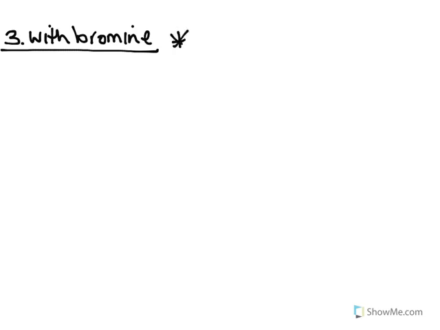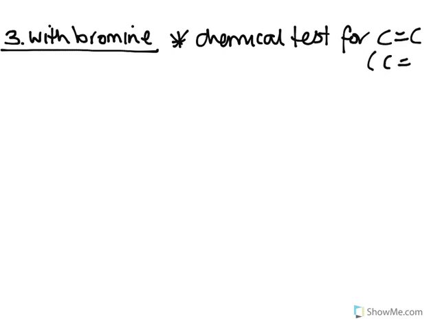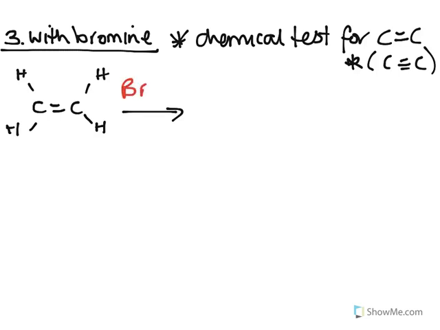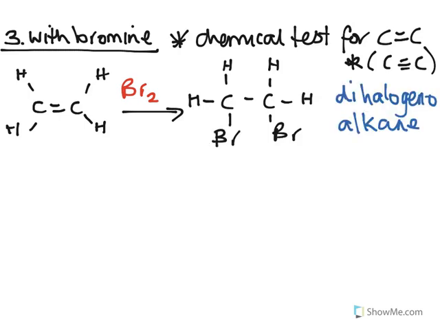Of course, the test with bromine wouldn't be complete if we didn't discuss this, because this is the chemical test for a carbon-carbon double bond, or even a carbon-carbon triple bond, if we're talking about alkynes, which react in a very similar way. So here is a straightforward reaction with bromine, and we end up with bromine adding across the double bond to give us a dihaloalkane. That is two halogens attached to an alkane.